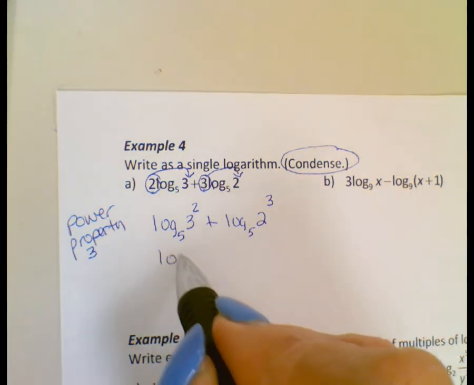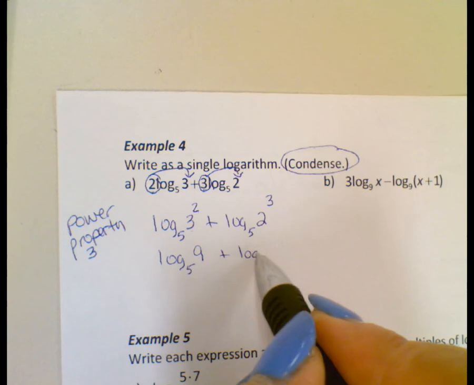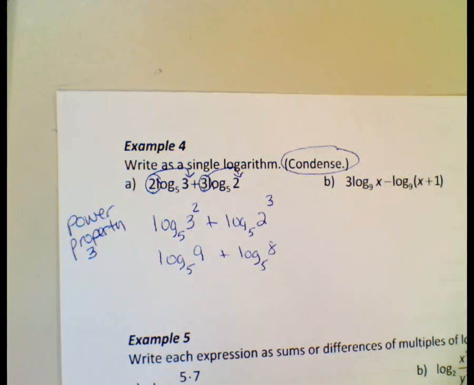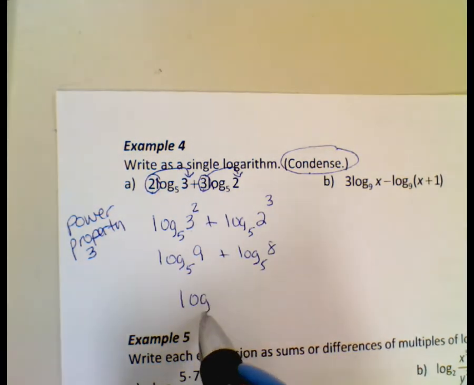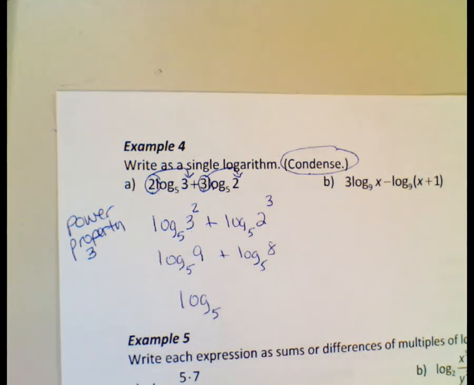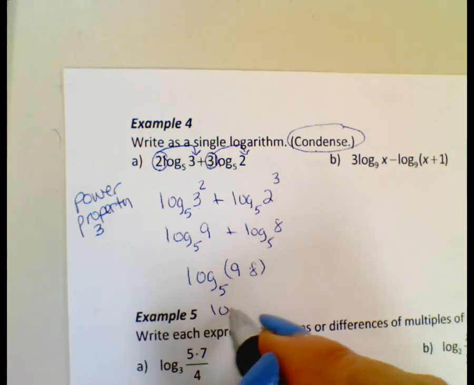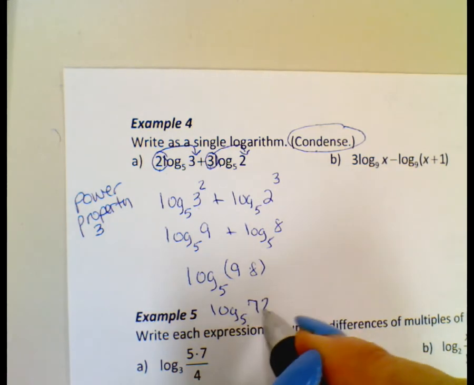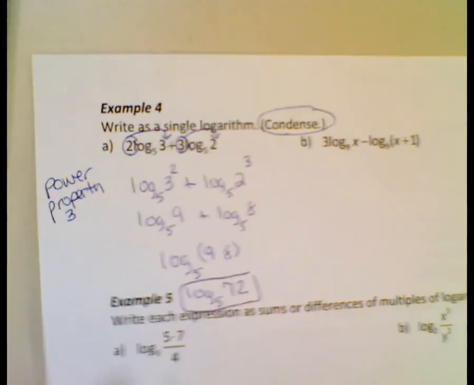You don't have to do this step, but 3 squared is 9, so we can make that a 9, and 2 cubed is 8, so we can make that an 8. We haven't even condensed yet. Now we're going to condense. So log base 5, and when you see a plus sign, we're really going to multiply them. So we multiply 9 and 8, and your final answer is log base 5 of 72. Final answer.